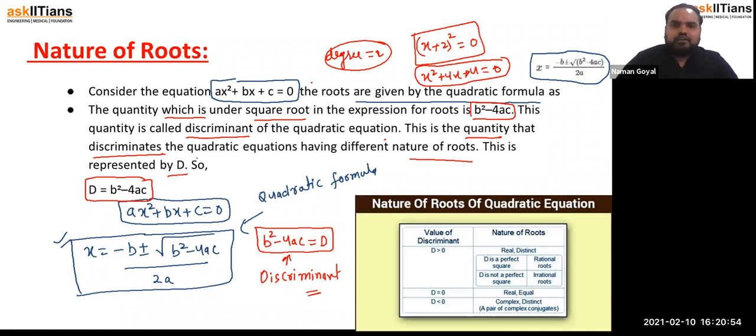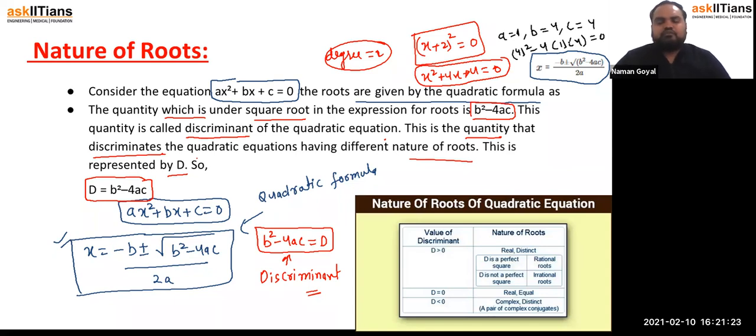See, if you compare this equation with our general equation, what do you get? Listen, you will get a as 1, b as 4, and c as 4. So if you find b square minus 4ac, you will get 0. So b square is 4 square, minus 4 into a, which is 1, and c is 4. So it is 0, right? 4 square minus 4 square is 0.